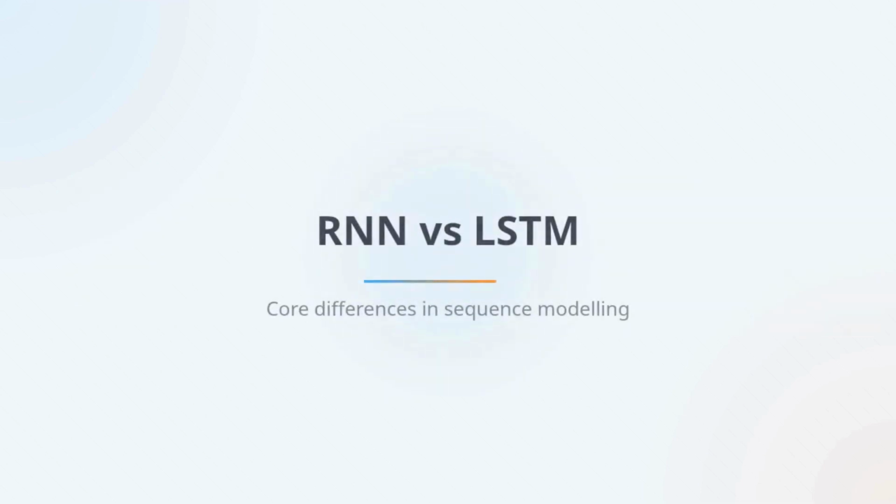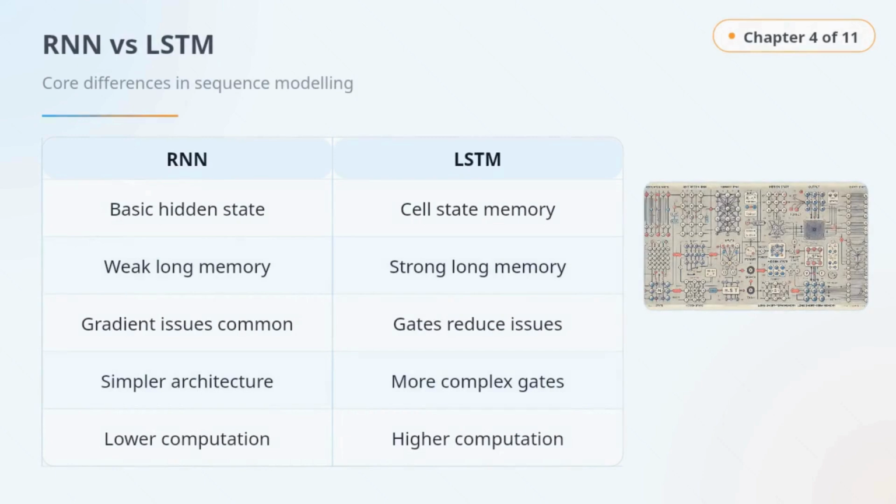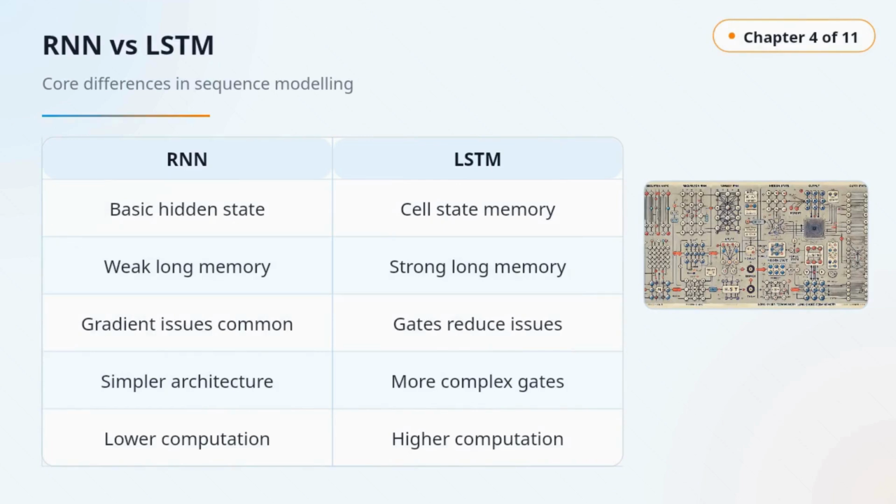Now let us look at this in a simple table format. RNN vs LSTM. Core differences in sequence modeling. Here's the main comparison. A standard RNN uses only a hidden state, while an LSTM adds a dedicated cell state for memory. RNNs often struggle with long-term dependencies because of gradient problems, whereas LSTMs reduce this issue through gates. The trade-off is that LSTMs are more complex and usually more computationally heavy.